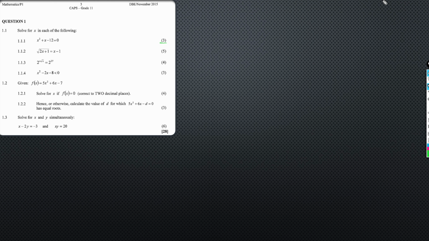So we can now start with the business of the day. The first question will be x squared plus x minus 12 equals 0. We have to think about the factors that when we multiply them, we are going to get negative 12, but when we add them, we are going to get 1.